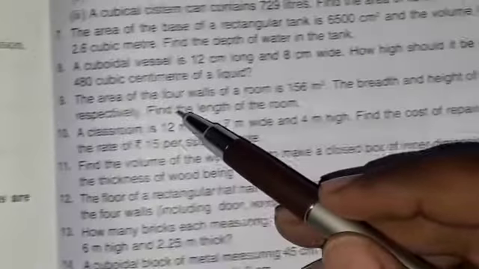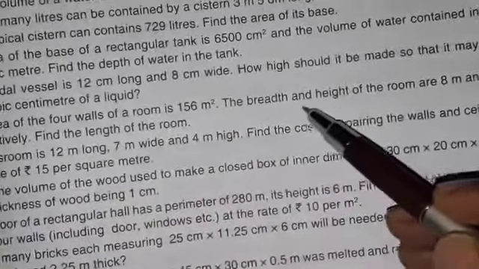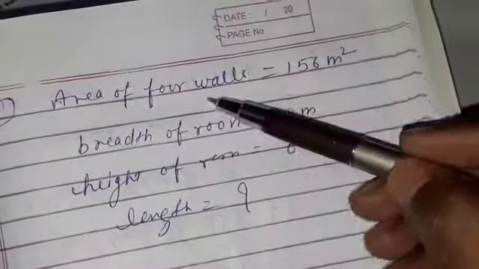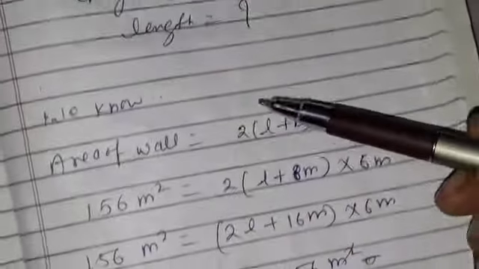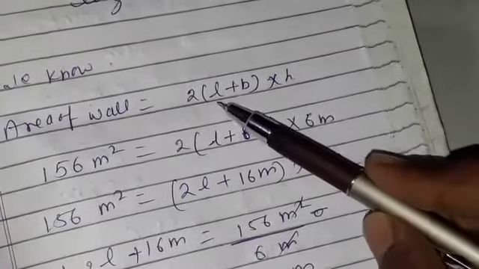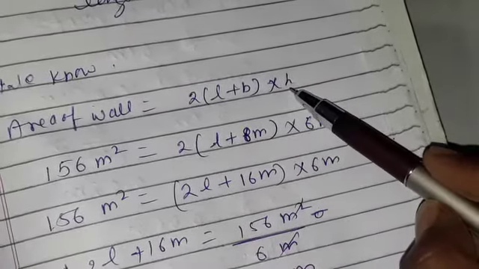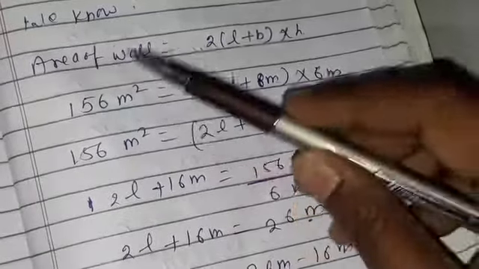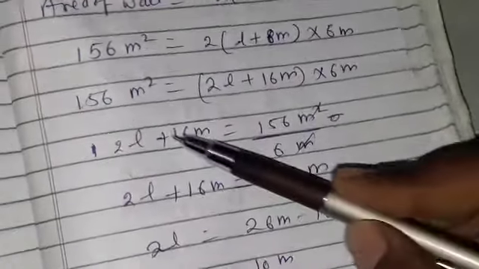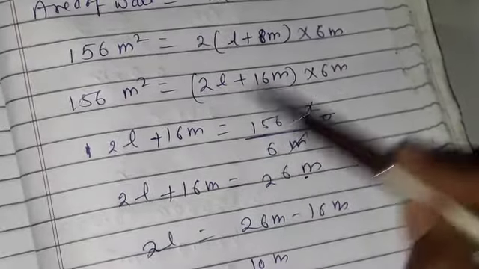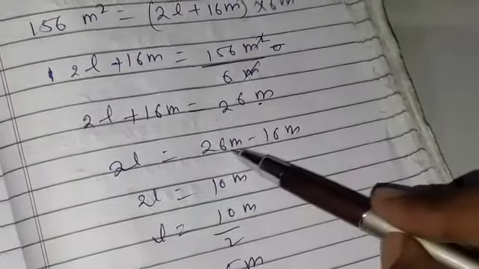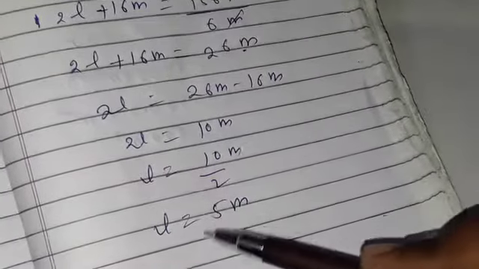Next question is, the area of 4 walls of a room is 156 meter square. The breadth and the height of this room are 8 meter and 6 meter. Find the length of the room. So now area of 4 walls is given, breadth given, height given, find length. We know area of walls is 2(L plus B) into H. There is a formula. Put all the values and you will get 156 equals 2(L plus 8) into 6. So 2(L plus 8) equals 156 upon 6, which is 26. So L plus 8 equals 13, 2L equals 10, L equals 10 upon 2, 5 meter.